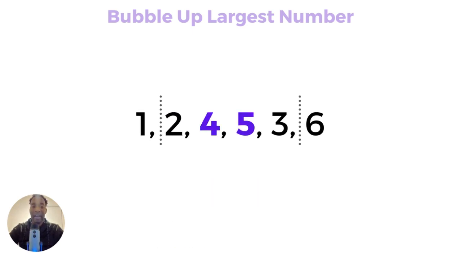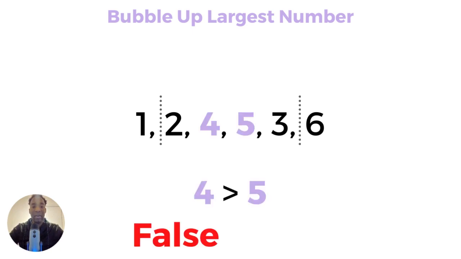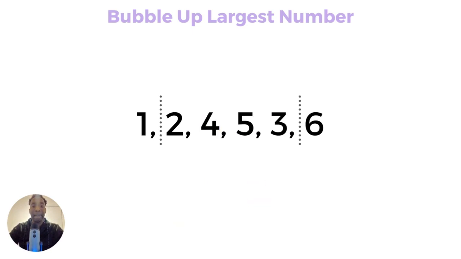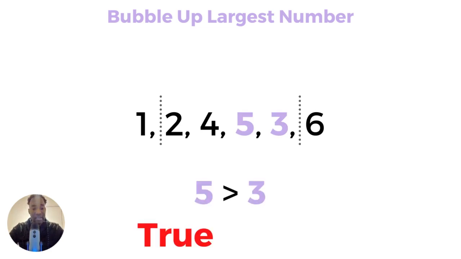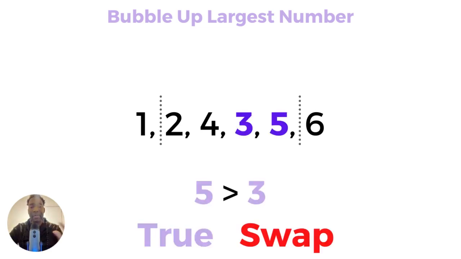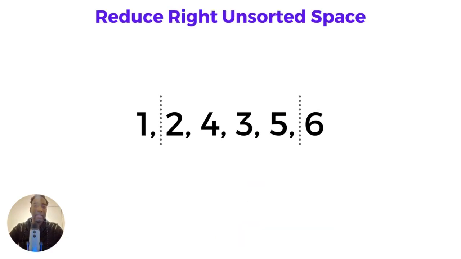Is 4 larger than 5? The answer is no, and therefore we don't do anything. Is 5 larger than 3? The answer is yes, and therefore we swap. Therefore, the 5 has been bubbled up. And now we're going to be reducing the right unsorted space by a notch. And this is what we have. So now we only have the 2, the 4, and the 3.